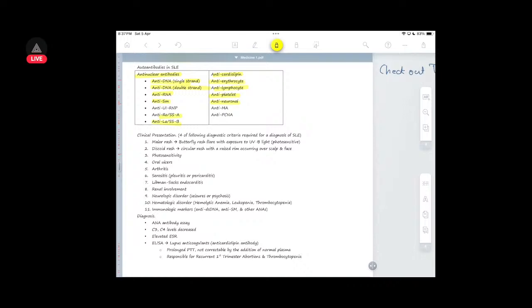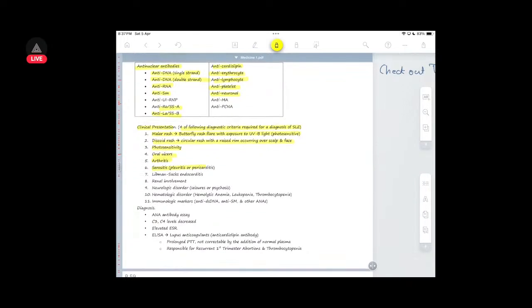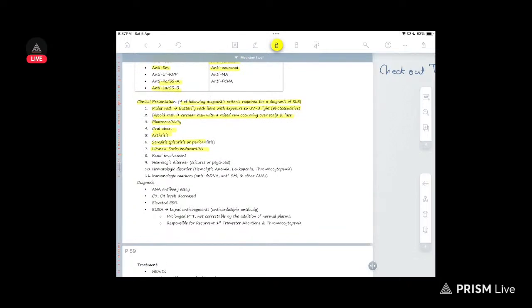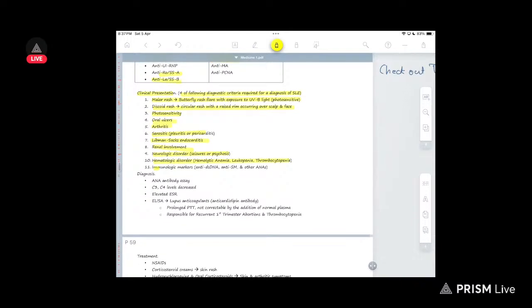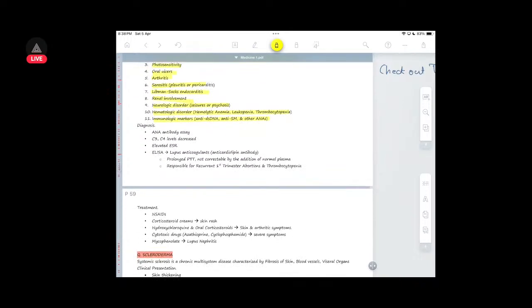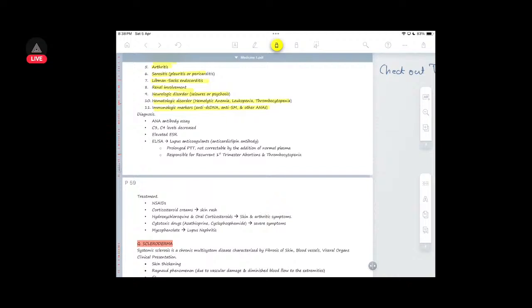So clinical presentation, and four of the following are required for a diagnosis of SLE. You have malar rash, which is a butterfly rash that flares with exposure to UVB, and you have discoid rash with scalp and face involvement. Photosensitivity will be there. Oral ulcers will be there. Arthritis can be seen. Serositis, which is pleuritis or pericarditis, can be seen. Libman-Sacks endocarditis is a dangerous complication. Renal involvement will be there. Neurological: seizures, psychosis. Hematological: leukopenia, thrombocytopenia. And immunological markers: double-stranded DNA, anti-Smith, and other antinuclear antibodies.